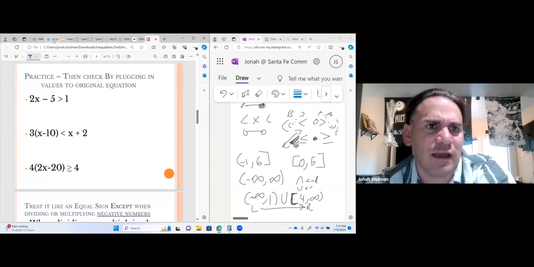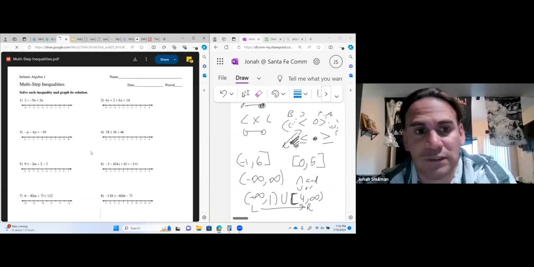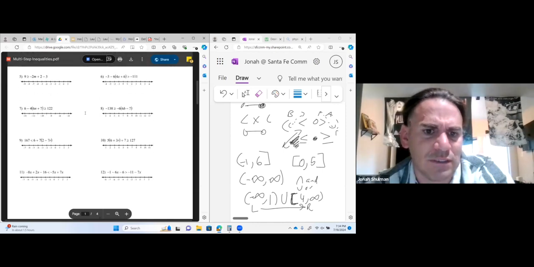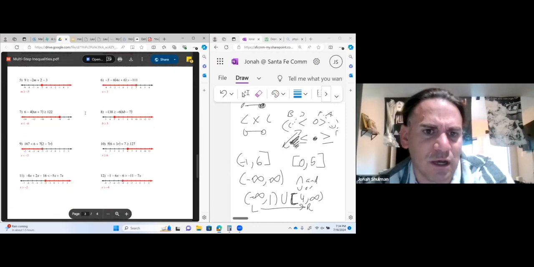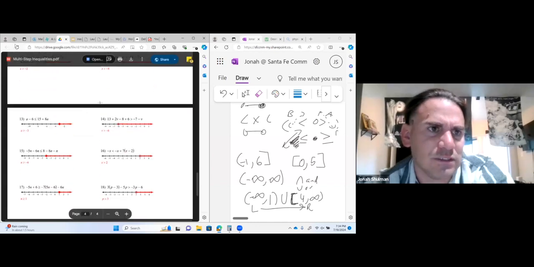What other ones did I have in here for you? I have a worksheet of just regular base inequalities. You can try them yourself. What's the good thing about these? Guess what? The answers are at the bottom. Isn't that nice? So we got the answers to these.